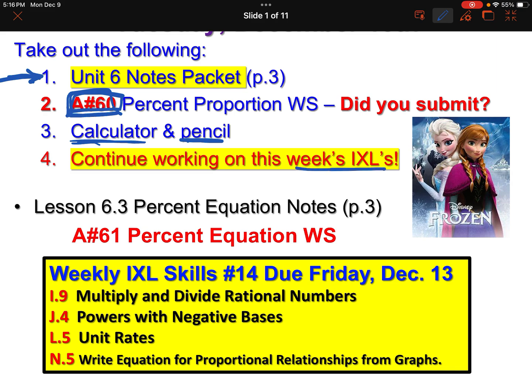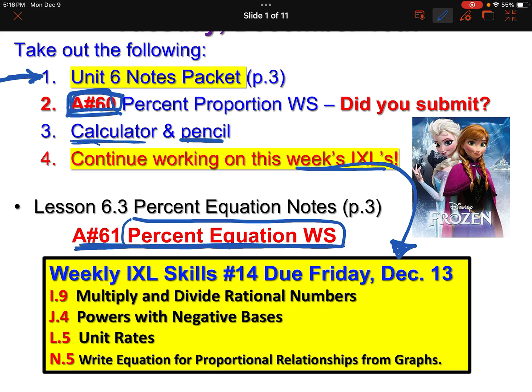If you finish early, you can continue working on this week's IXLs. Remember, that's the last IXLs of the 2024 portion of the school year. Tonight's assignment will be assignment 61. Lots of kids will try to do tonight's assignment like last night's assignment, and you want to make sure that tonight you're working with the percent equations. We'll be talking about that very shortly. You'll see what I'm referencing as we get into notes.